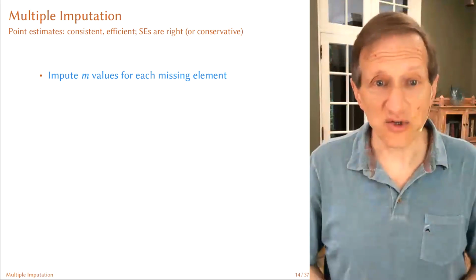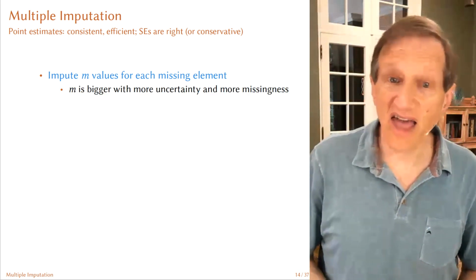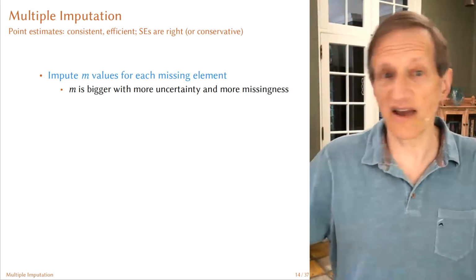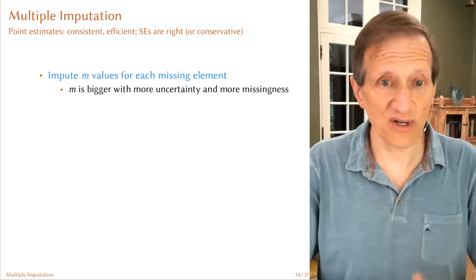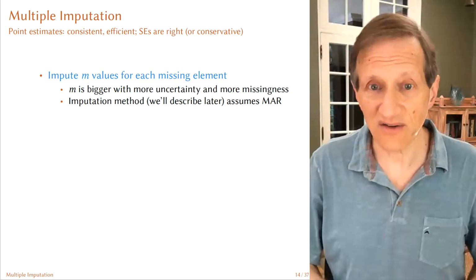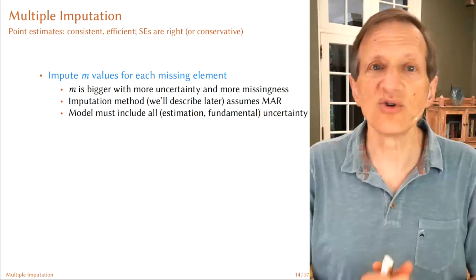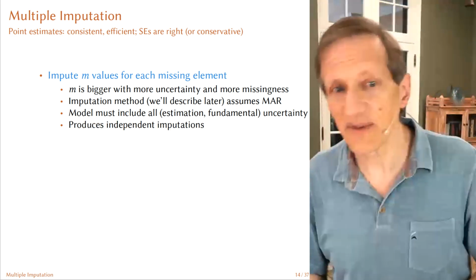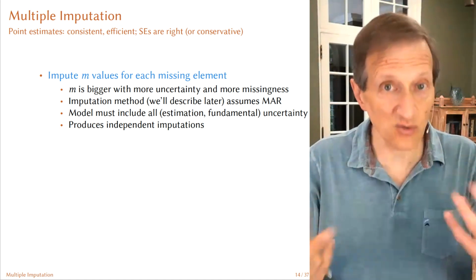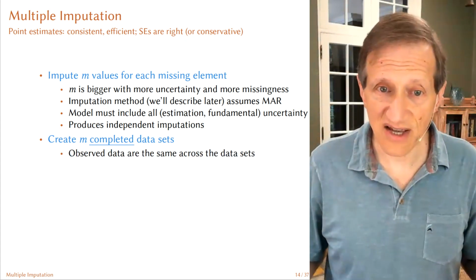So the idea here is we impute M values for each missing element. M is going to be bigger when there's more uncertainty and more missingness. So you might have to make M really big, but M could be small. The imputation method that I'm going to describe, we'll explain how it works, is going to assume MAR. The model has to include all of the estimation and fundamental uncertainty, and it produces independent imputations, that's part of the requirement. So we create M completed data sets.